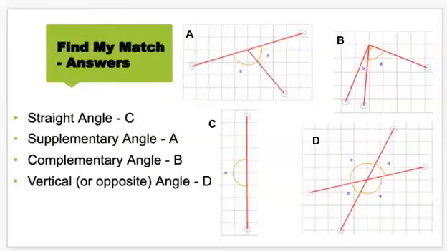Did you get them right? The straight angle is C. The supplementary angles are in figure A, so this angle and this angle sum together to 180 degrees. Whereas the complementary angles, these two angles, angles A and B in this case, sum to 90 degrees. And then D, vertical angles are the ones that are across from each other. So in this case, C and A are vertical angles, and B and D are vertical angles. And so A and C would have the same measure, and B and D would have the same measure.